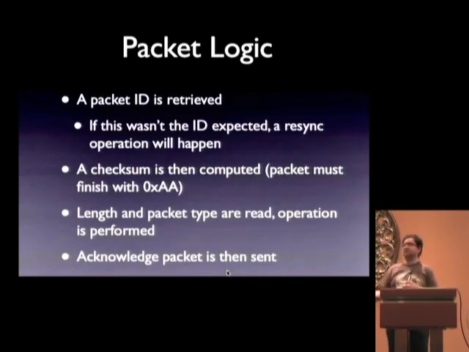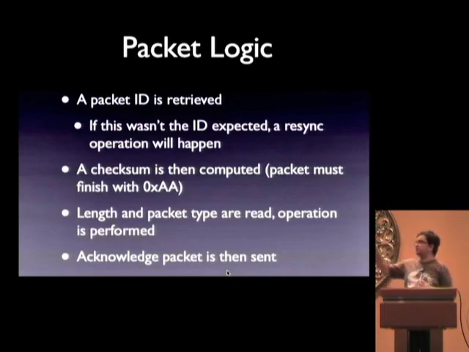Every packet also has a checksum. It's very simple. You just add up all the bytes continuously in the packet, and that's your checksum. And the packet has a trailing byte, so you know where the packet is finished. So you look at the length, you add that to the packet, and if the ending is not AA, then you know this is not a real packet.